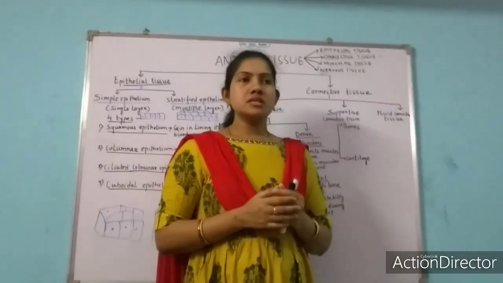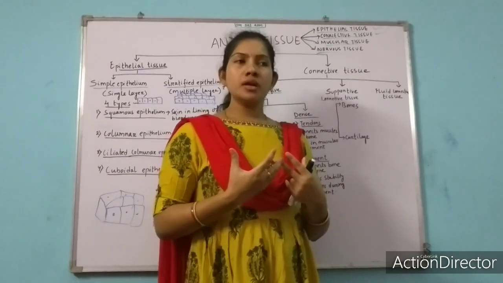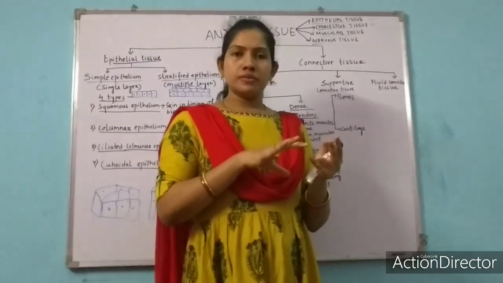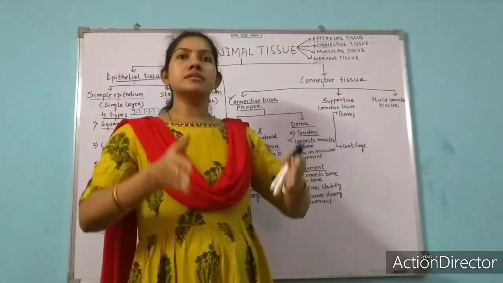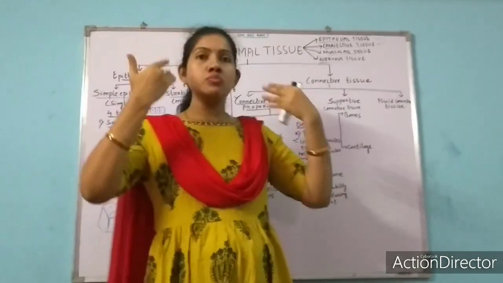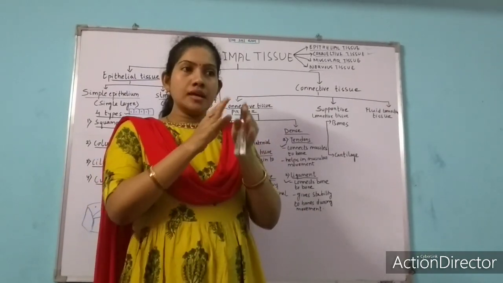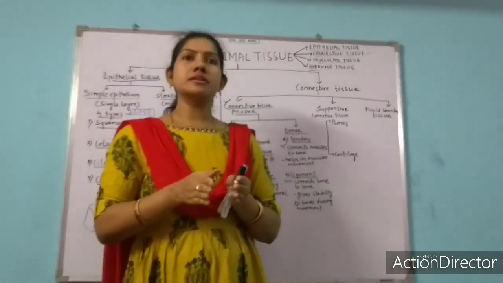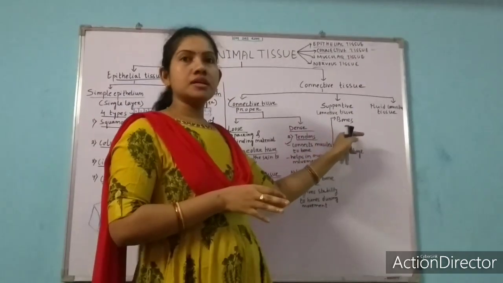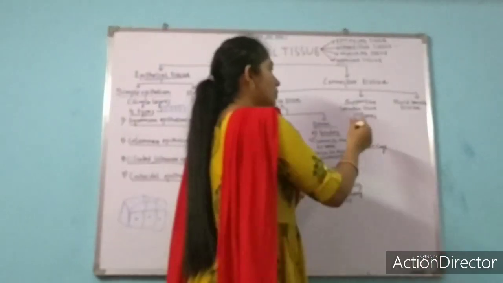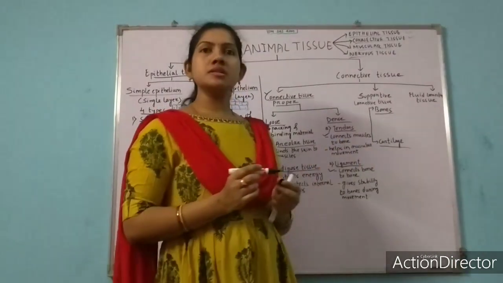Supportive connective tissue means, if you think of our body, there is a skeletal system. Somewhere in some lab or on TV, sometimes you might have seen a skeleton. A skeleton is the framework of our body. We look the way the shape of our skeleton is. There are two parts of supportive connective tissues. What are they? Bones and cartilage. Okay, so one by one we will discuss.